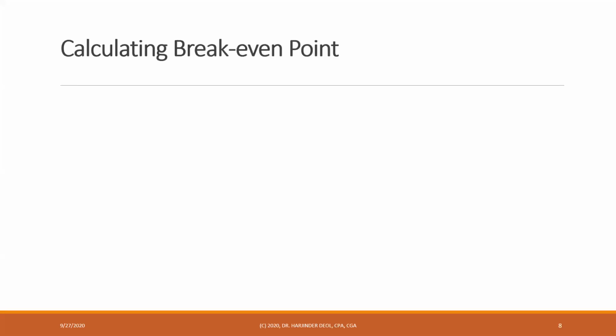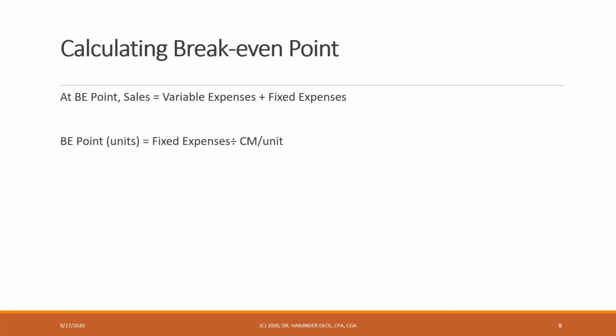So in order for us to calculate our break-even point, a point where the company is not making money, but they're not losing either, they have enough sales to cover their cost. So at break-even point, your total sales will be enough to cover your variable expenses and all of your fixed expenses. If we are calculating our break-even point in units, then we take our fixed expenses and divide that by our contribution margin per unit. If we intend to calculate our break-even point in sales dollars, then we can take the same fixed expenses, but divide that by the contribution margin ratio.